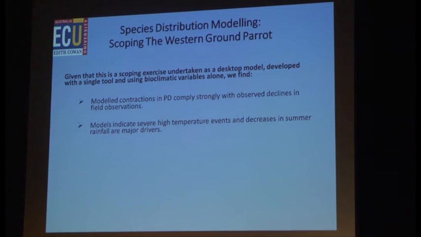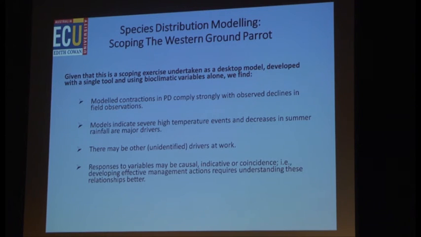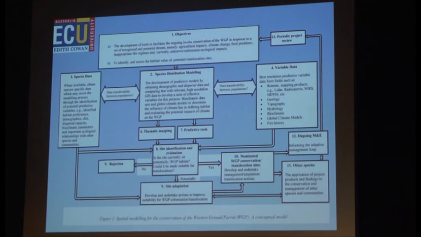Models indicate severe high temperature events and decreases in summer rainfall are the major drivers. There may be other unidentified drivers at work, there almost certainly are. Responses to variables may be causal, indicative or coincidence, we don't know yet. Feral predators and other anthropogenic impacts are certainly exacerbating and magnifying climate change impacts.